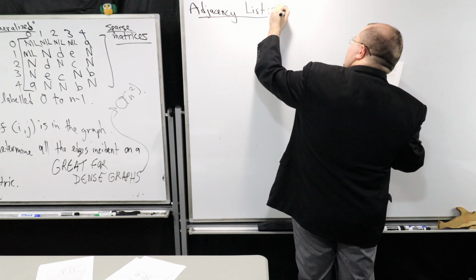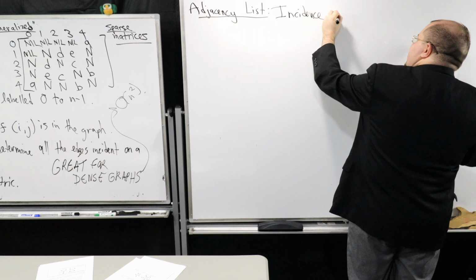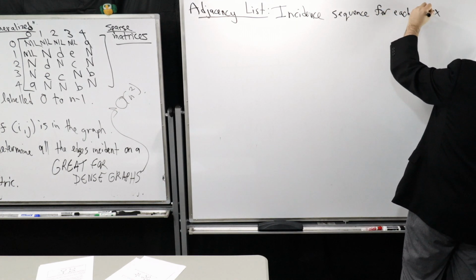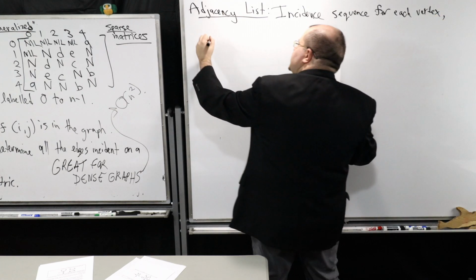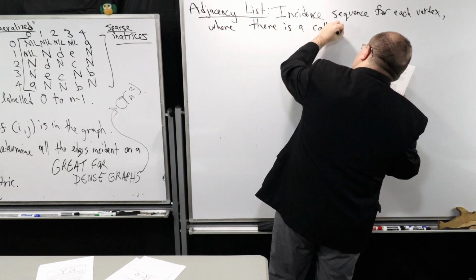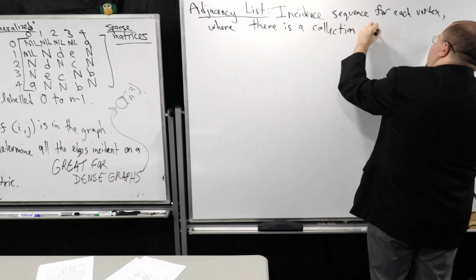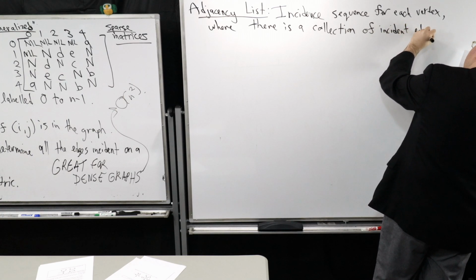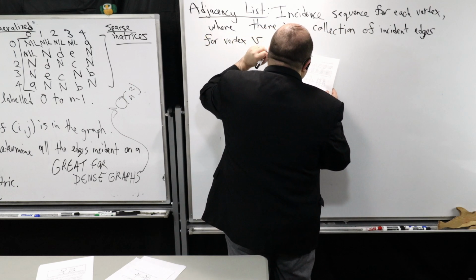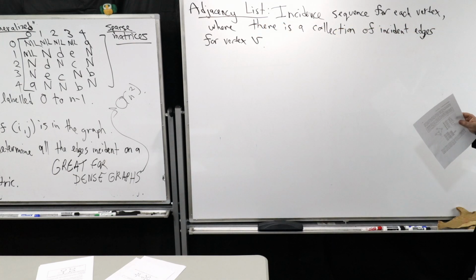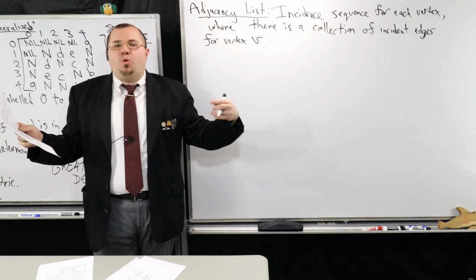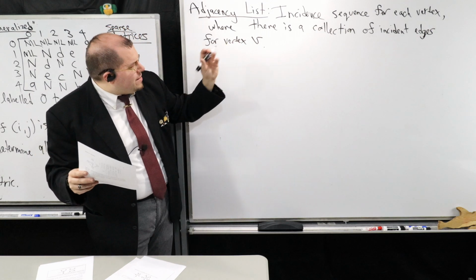So what is an adjacency list? It's an incidence sequence for each vertex, where there is a collection of incident edges for vertex V. You might ask, Dan, what does that mean? I deliberately use the word collection because when I show you the more generalized version, it'll be very easy to swap different data structures out for how you store these incident sequences.